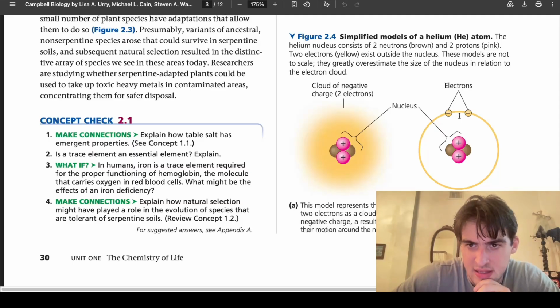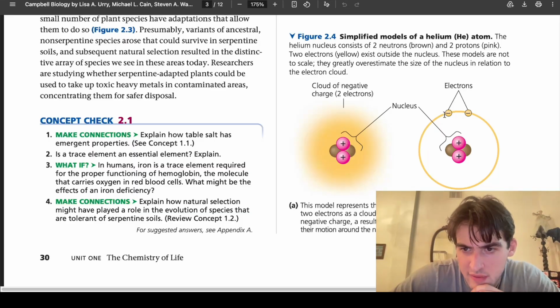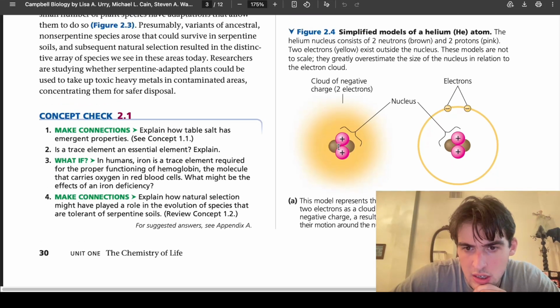They greatly overestimate the size of the nucleus in relation to the electron cloud. Oh, okay. So, cloud of negative charge, 2 electrons, and then we have our 2 electrons right here. So in the real world, I guess what it's saying is this nucleus would be much smaller relative to the negative field, or the electron cloud.